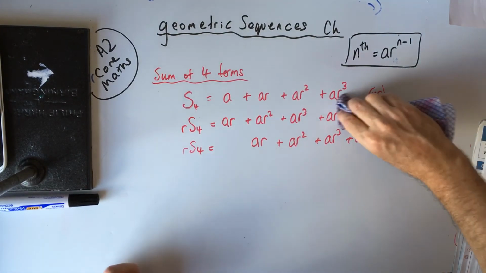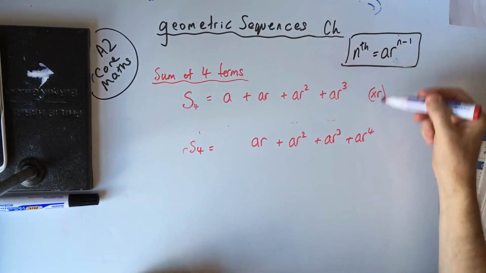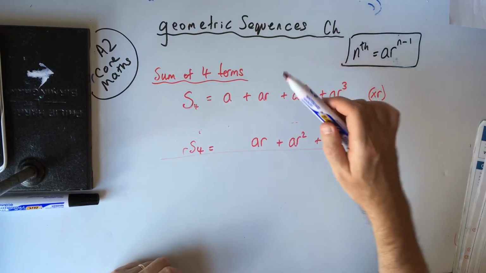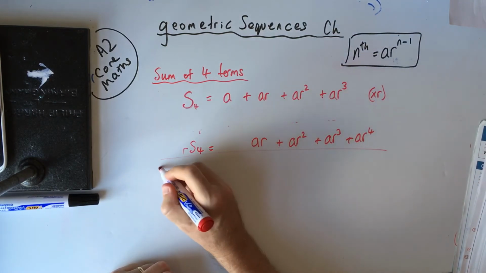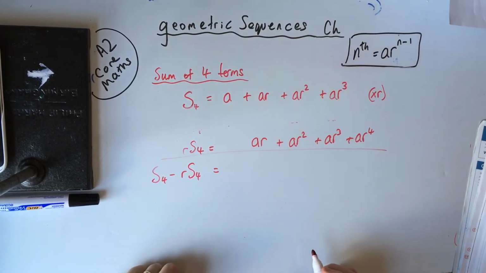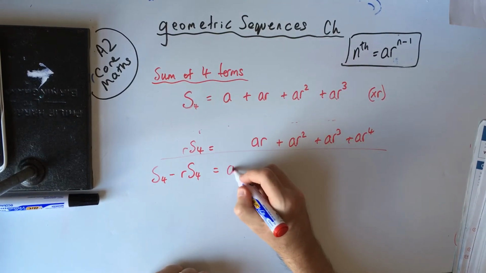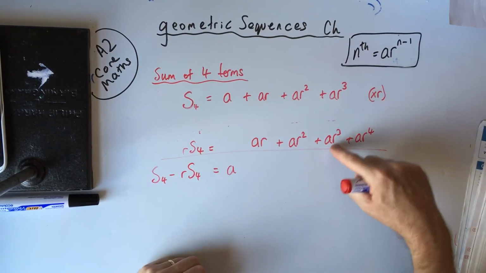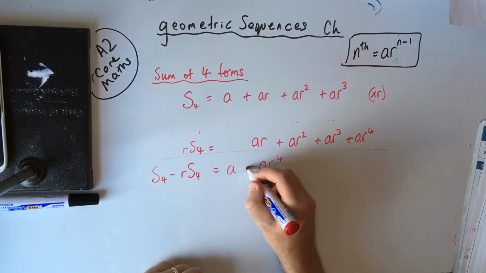And now if I just rub that line out, because I don't need that one, you can see my intention here, I've lined those up. What I'm going to do is a simple takeaway. I'm going to do the top line, take away the bottom line. So the sum of 4 terms, take away r times the sum of 4 terms, is equal to all of this, take away all of that. And a take away nothing just leaves me with a, but ar take away ar is 0, ar squared take away ar squared is 0, and 0 take away that would give me minus ar to the 4.